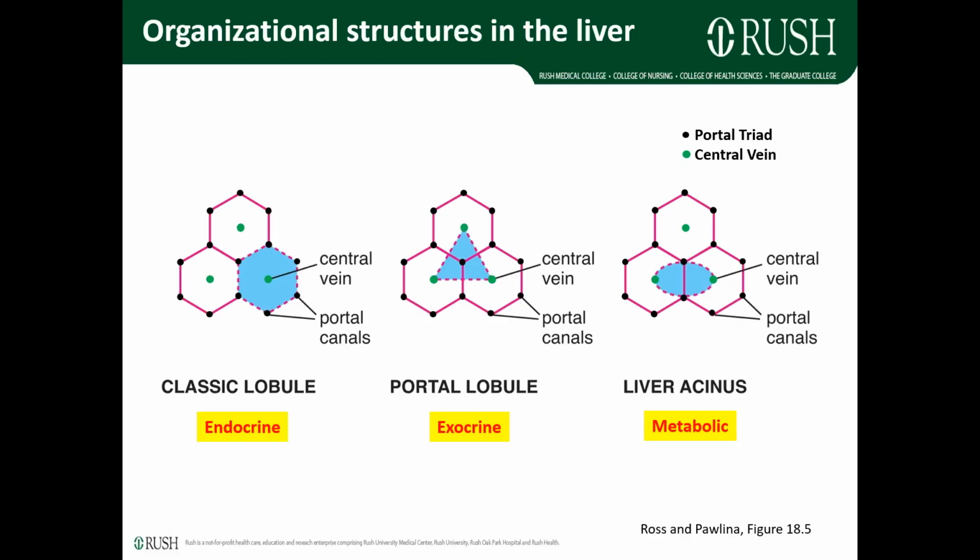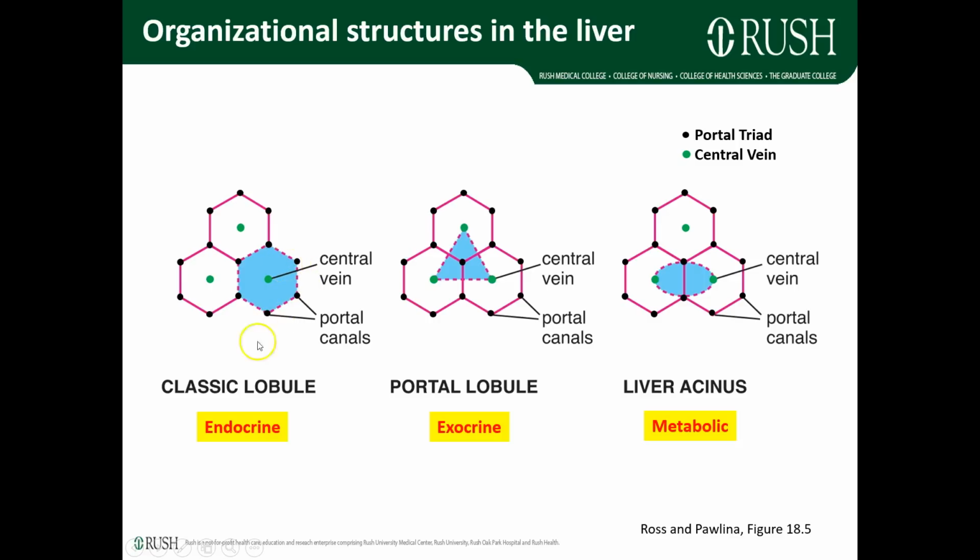In order to understand the functional or pathological aspects of the liver, it's important to know the organizational structure around the lobule. There are three concepts to master here. First, there's the classical lobule, which we spoke about earlier, which has the central vein in the middle of it, and the portal triads are on the periphery.